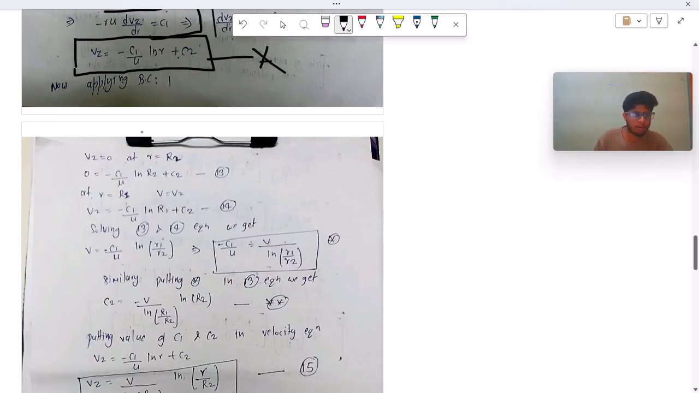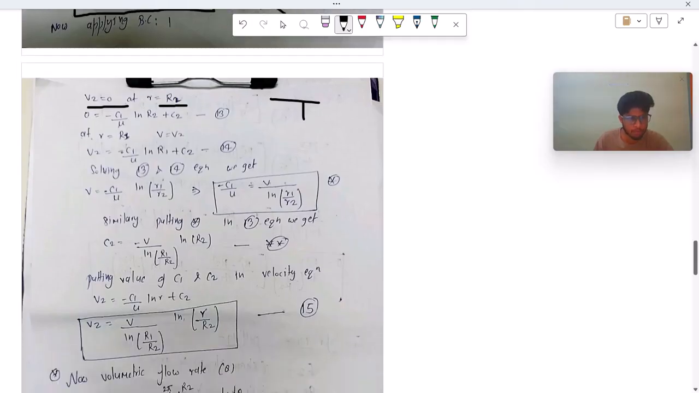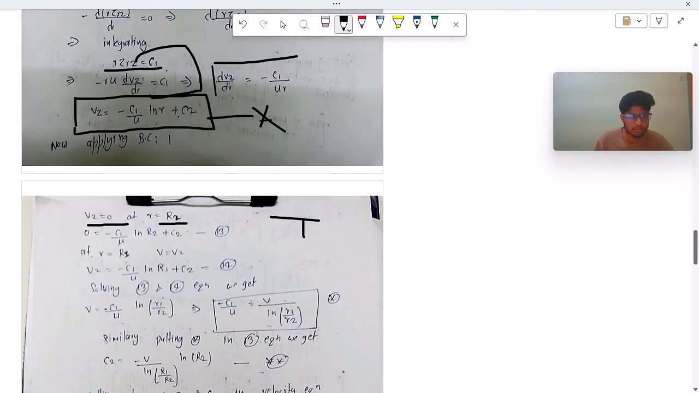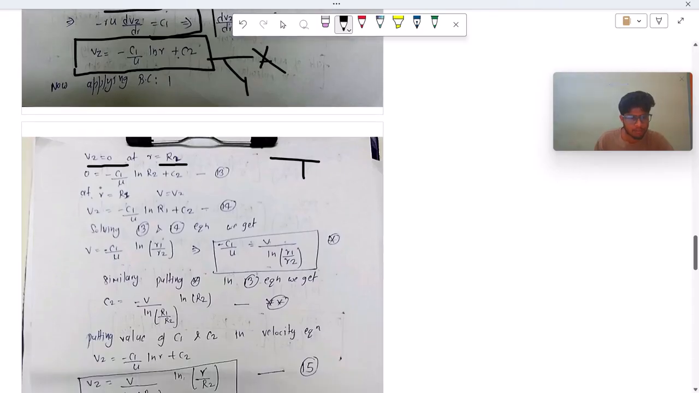Now we apply the boundary conditions. vz is 0 at r equal to r2, as the die is not moving. If the die is not moving, the fluid that is attached to the die also remains at rest, having velocity zero. Applying this boundary condition, also called the no-slip boundary condition, we get vz equal to 0 at r equal to r2. Putting the values in this equation, we get 0 equal to minus c1 by mu ln r2 plus c2.